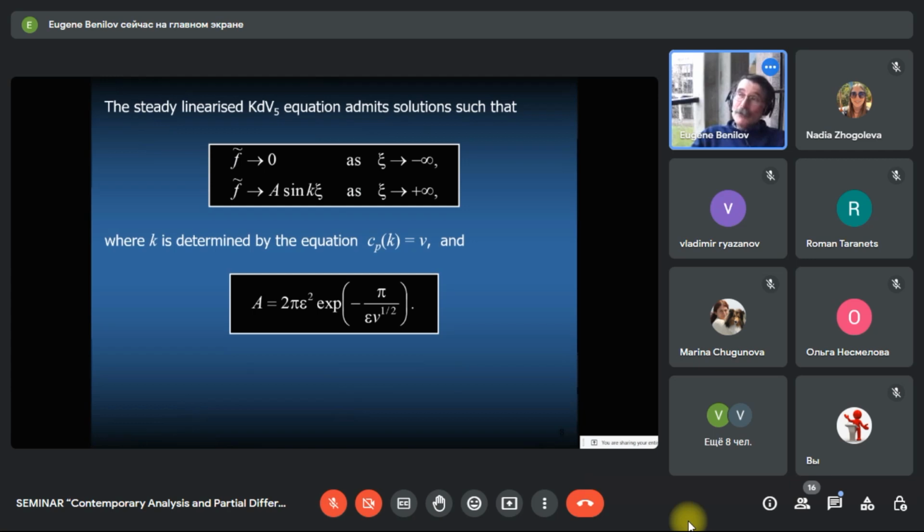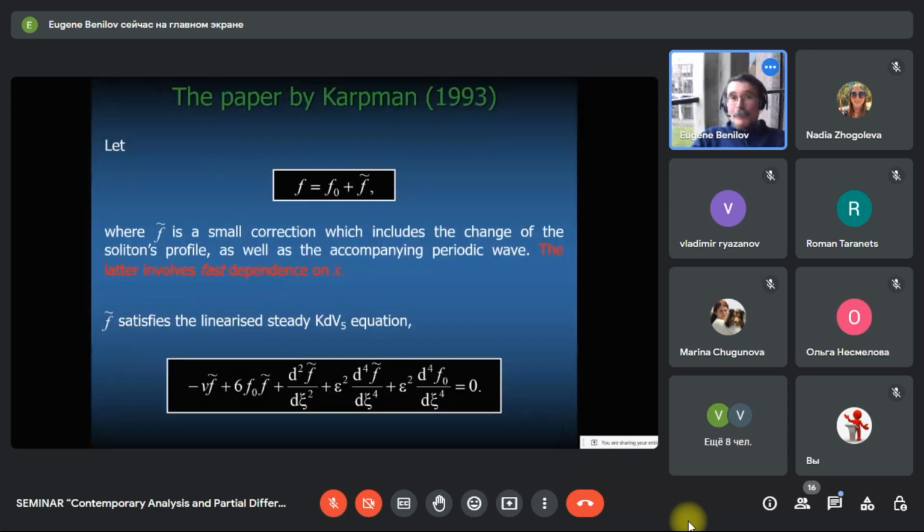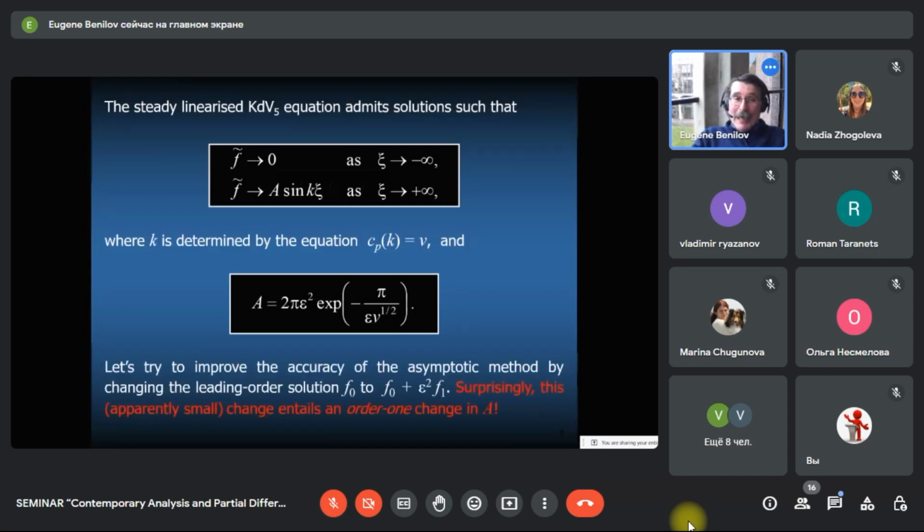That looks correct. But if you actually try to improve the accuracy of this formula, and go back to the starting point of this approach, you start from the solitary wave solution. Let us say it's f0 plus epsilon squared f1, where f1 is the second term in the series which I showed at the very beginning, and which Roman asked why I wanted more than one term. So let's say I have two terms now, and I repeat this, and it turns out that the coefficient, the amplitude of the radiated wave, changes by an order one factor. It's not 2 pi, it's, I don't know, 6 pi, something like that.